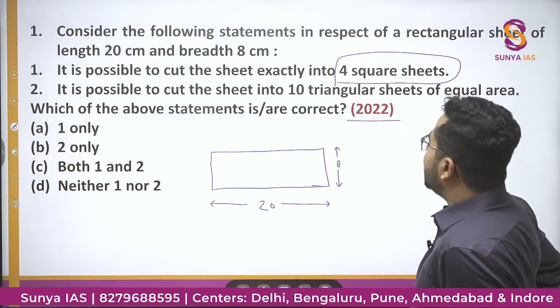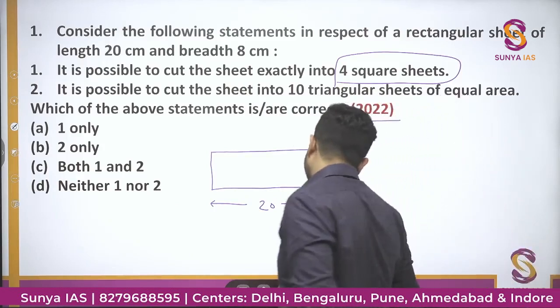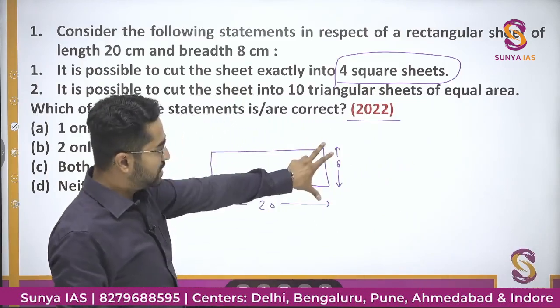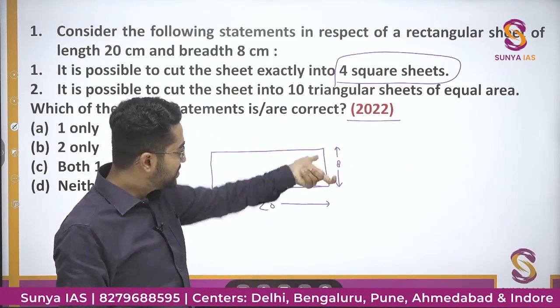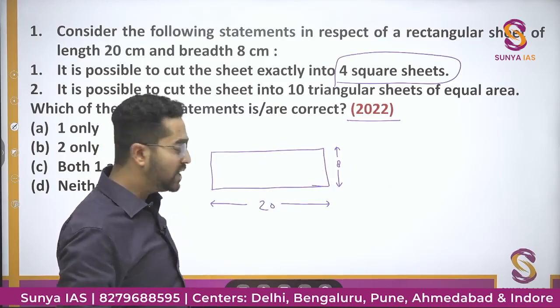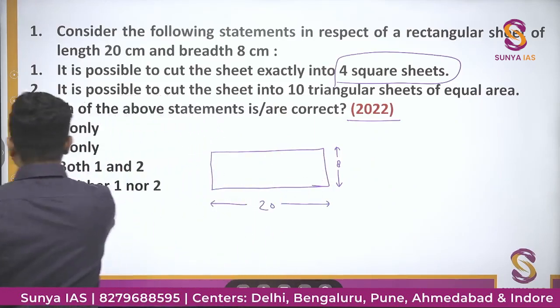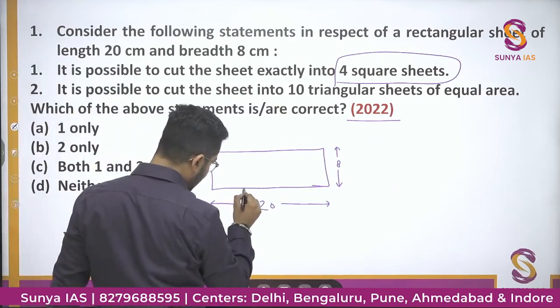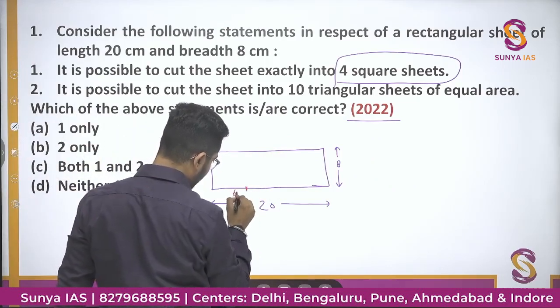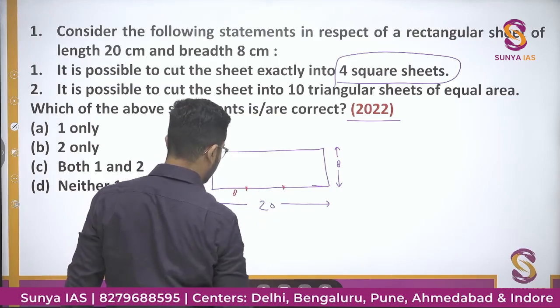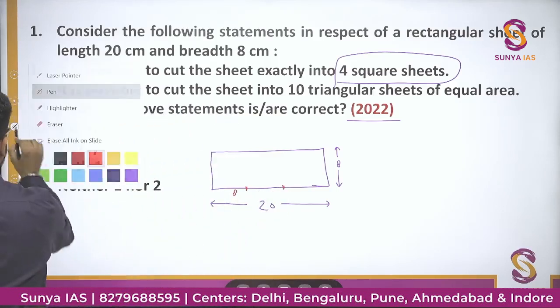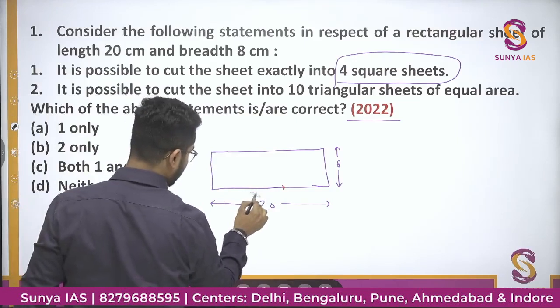अब चार स्क्वायर शीट बनानी है तो कैसे बनाएं? अच्छा, this is 8, so for a square sheet if this breadth is 8, then the length should also be 8. So let's divide this length into 8 के parts. Let's say this is 8, this also is 8. जस्ट अ सेकंड, थोड़ा सा गड़बड़ हो गया.